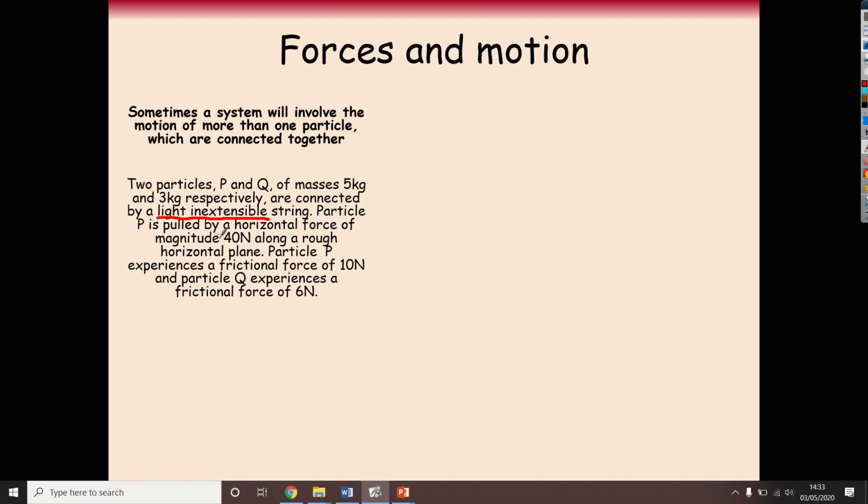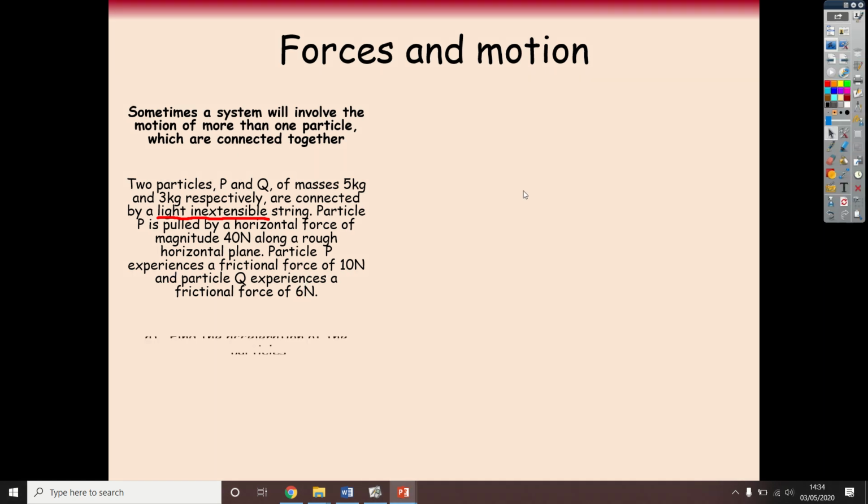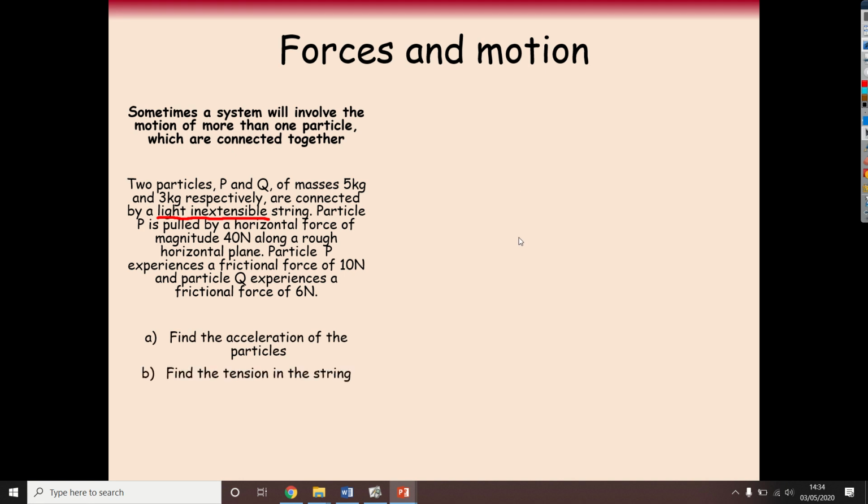Horizontal pulling force of 40 newtons. The plane is rough, which means there'll be some kind of friction. Particle P experiences a frictional force of 10 newtons. Particle Q experiences a frictional force of 6 newtons. So we're going to draw a picture of this, and then answer these three questions: the acceleration, the tension in the string, and talking about the modelling assumptions that I've outlined up there.